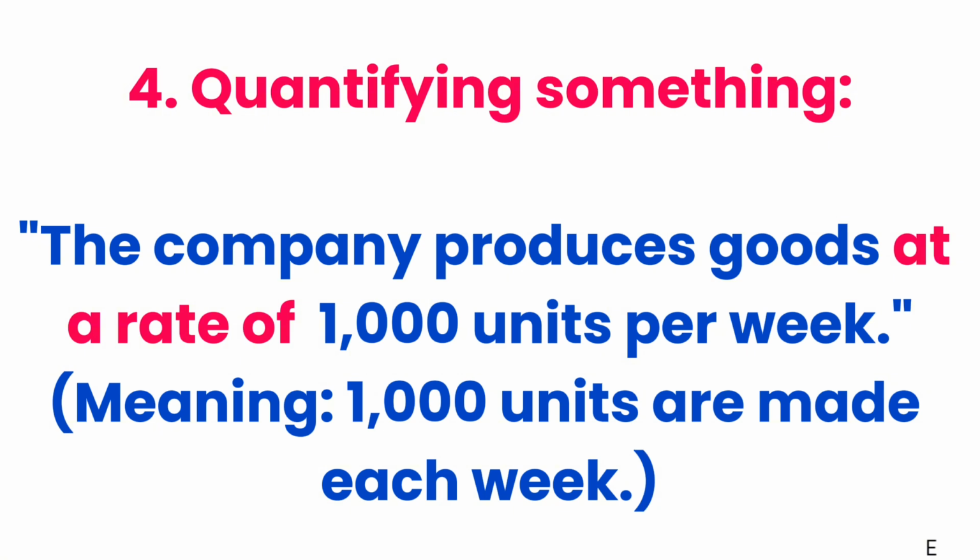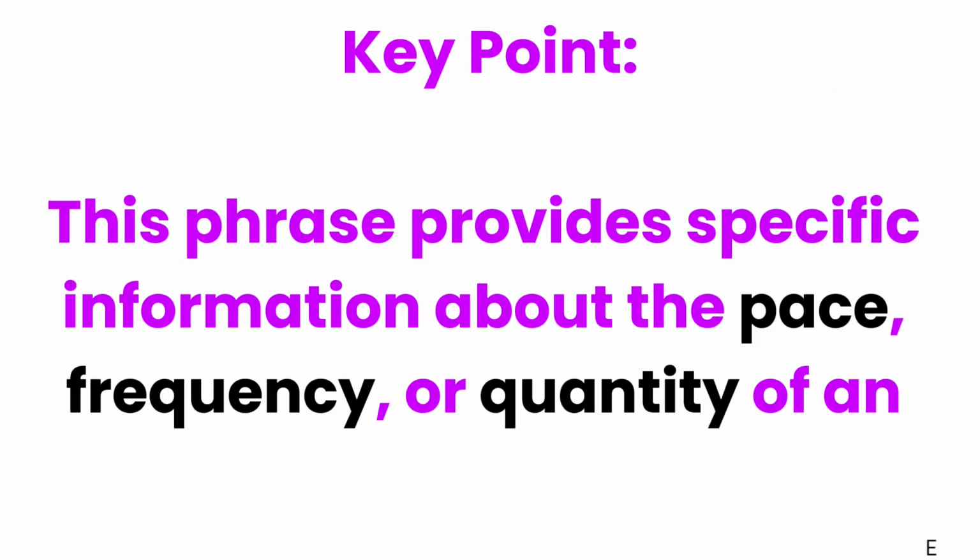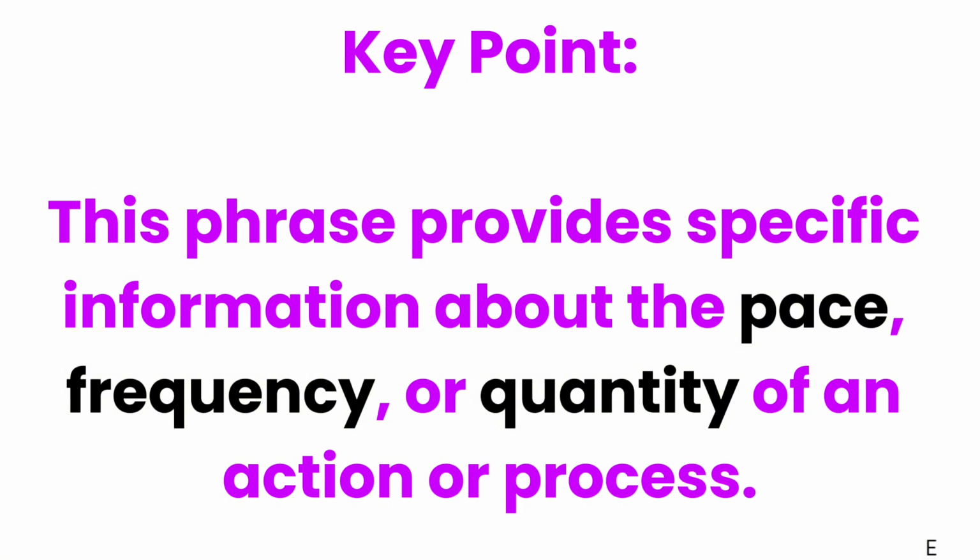The company produces goods at a rate of 1,000 units per week. Meaning, 1,000 units are made each week. Key point: this phrase provides specific information about the pace, frequency, or quantity of an action or process.